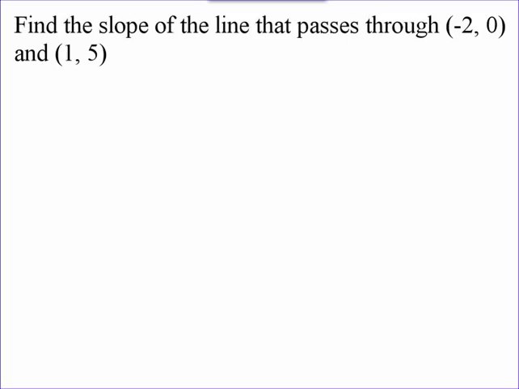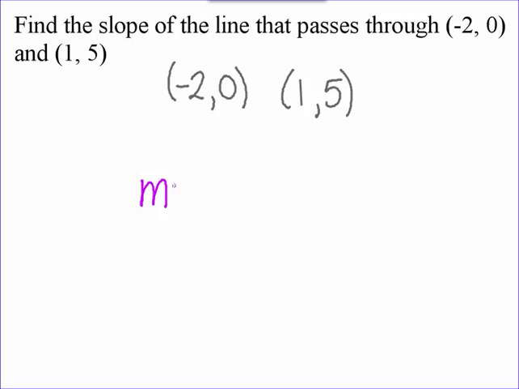Let's wait till an example. Find the slope of the line that passes through negative 2, 0 and 1, 5. Now what I need to do is find the slope. An option is I could plot the points and do visually what we just did, or I can use the formula. Here is the formula. Slope equals y2 minus y1, so in this case 5 minus 0, divided by x2 minus x1, so 1 minus negative 2.